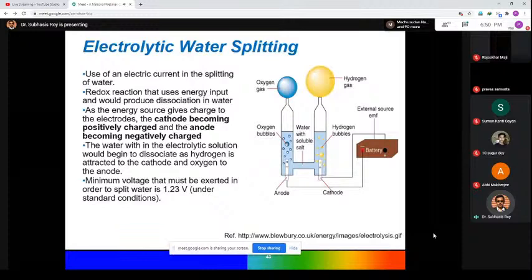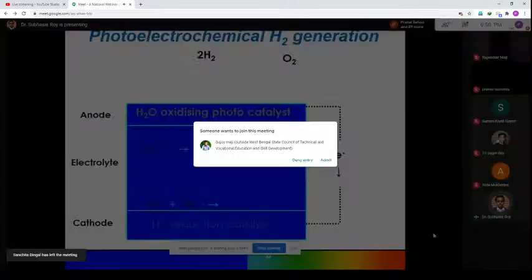So this is a process. If you give light here in the anode part, the H2 is oxidized, photon catalyzed. Then finally, in the cathode part, in the presence of the catalyst, hydrogens are ionized and react with the water. Then it gives the hydrogens and oxygens. This is the working principle of water splitting.